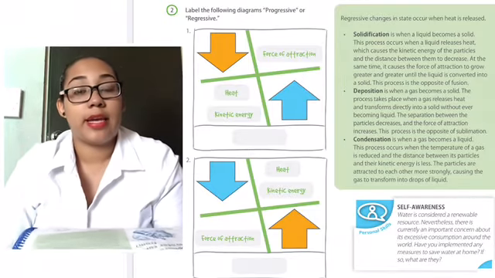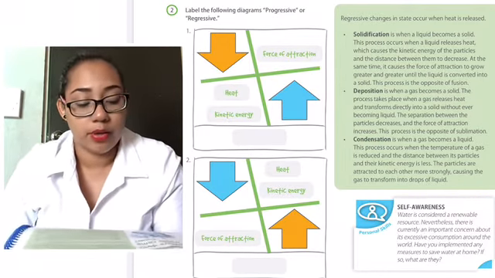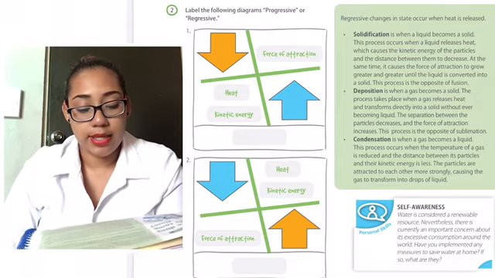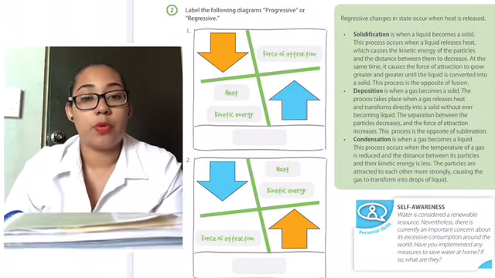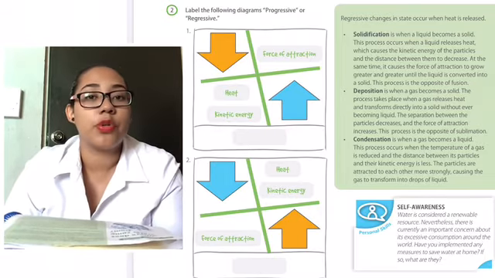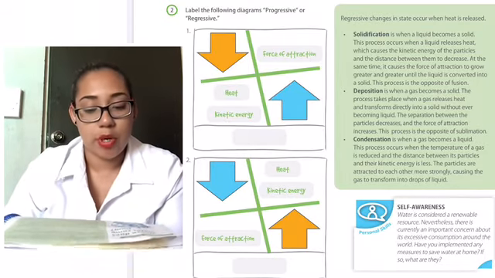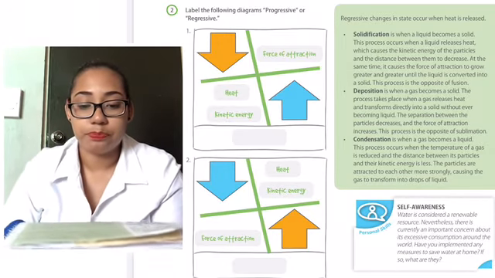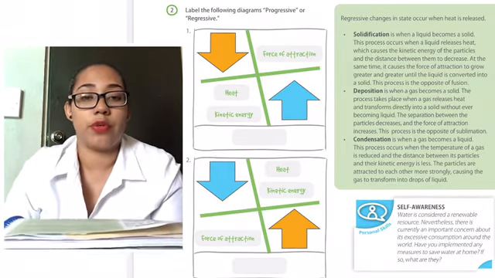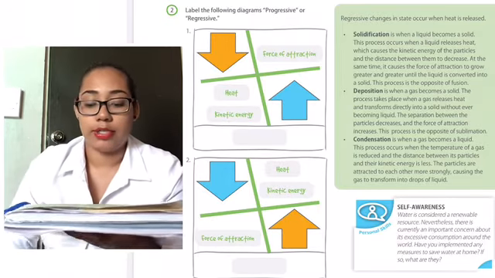Okay, finish with the exercise. I hope you did well, okay? Remember that the changes in state will be progressive. The information that we read previously gave you the examples of the progressive changes, and they also give you the examples of the regressive changes, okay?